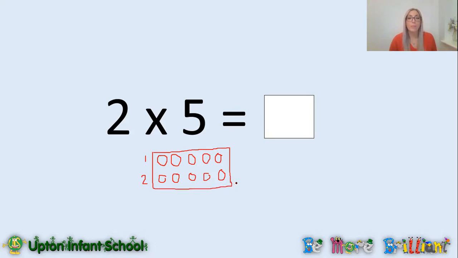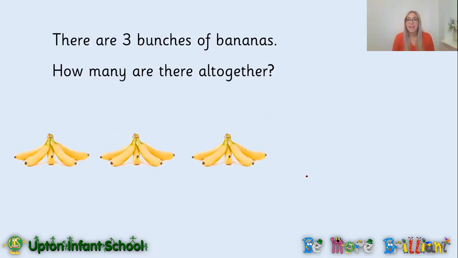It looks like a numicon piece, doesn't it? So 2 times 5, or 2 lots of 5, is 10. Okay, 5, 10. Okay, next challenge. Now I'm going to need your help for this one.